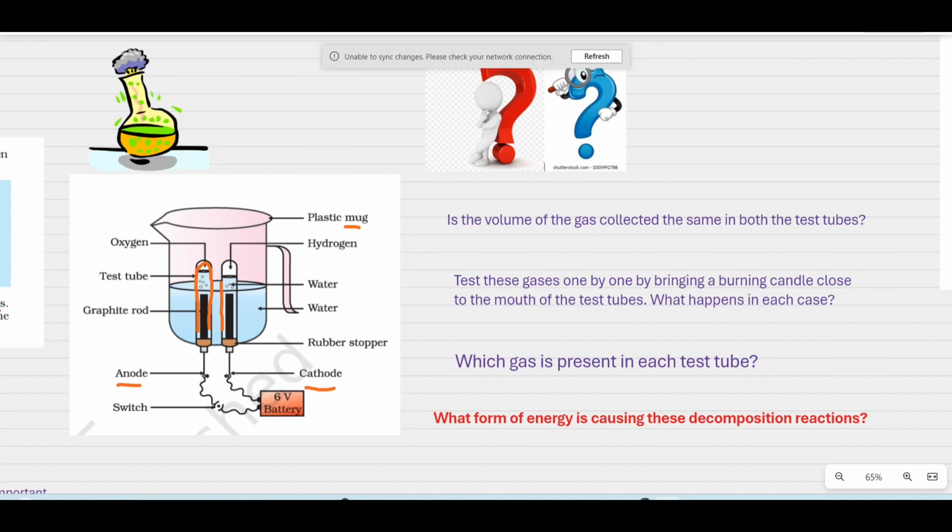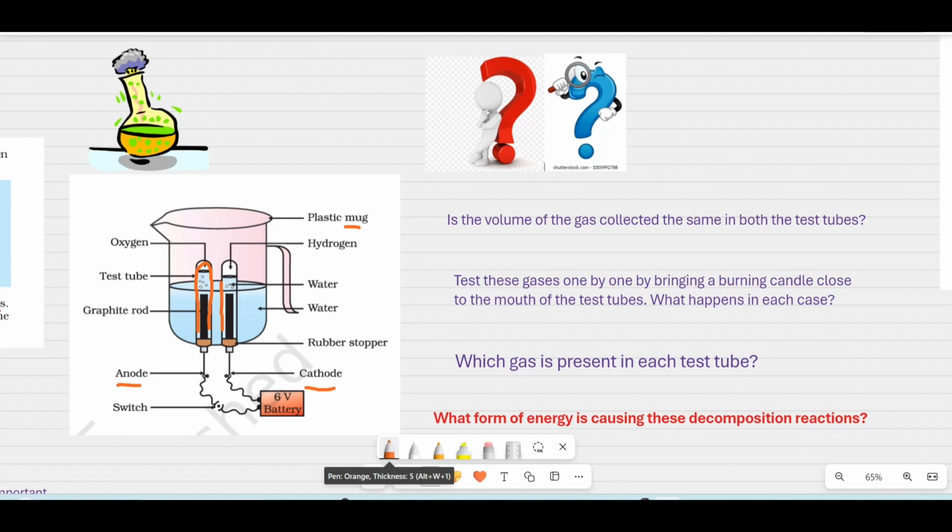Okay, so there are two test tubes around the cathode and anode. When you switch on, electricity is passed through this water and it undergoes decomposition. So H2O decomposes to give hydrogen gas and oxygen gas, H2 plus O2. Okay, you have to balance this equation. So you will get 2H2O giving 2H2 plus O2.